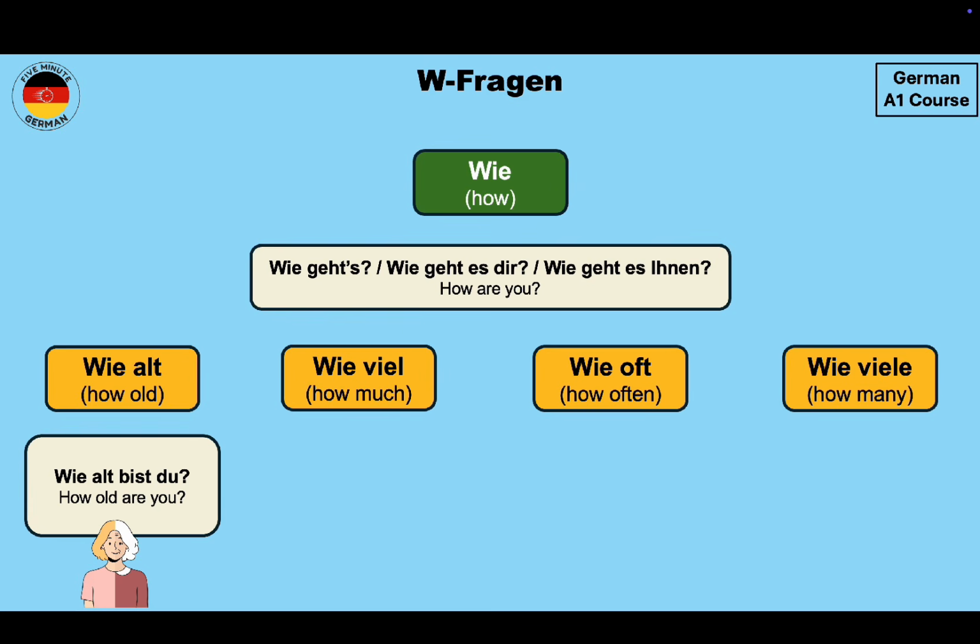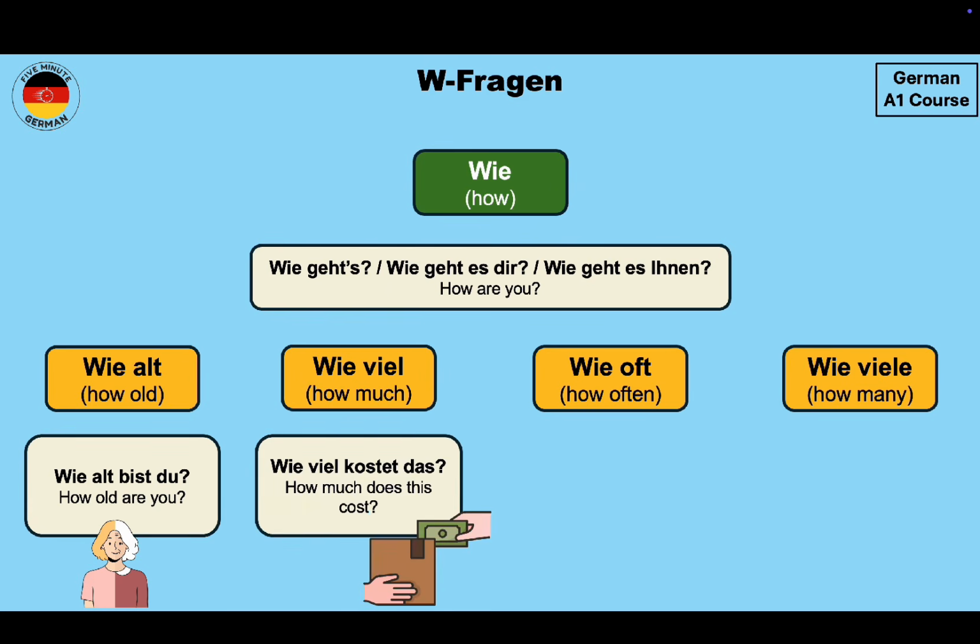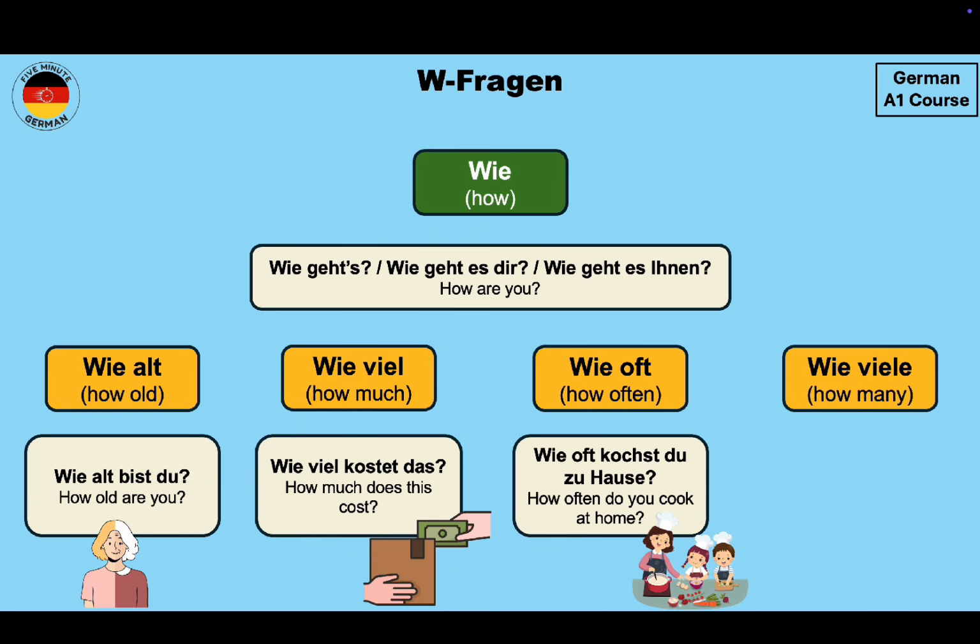You can say wie viel, how much. So "Wie viel kostet das?", how much does this cost. If you are in the grocery store, you can use this question to ask about the cost of anything. Then wie oft, which means how often. An example will be "Wie oft kochst du zu Hause?", how often do you cook at home.